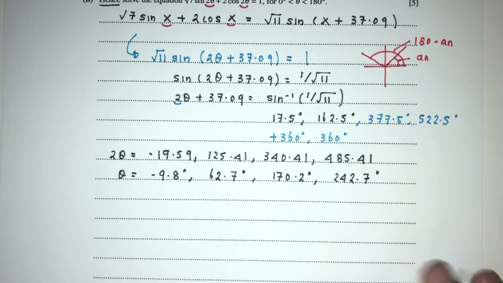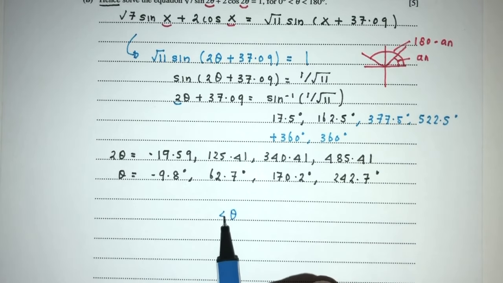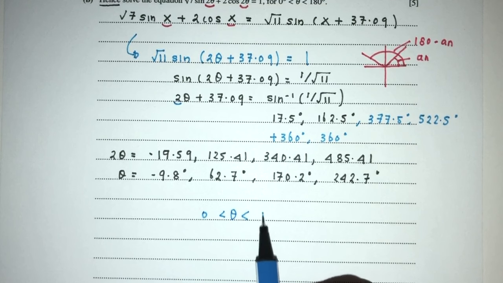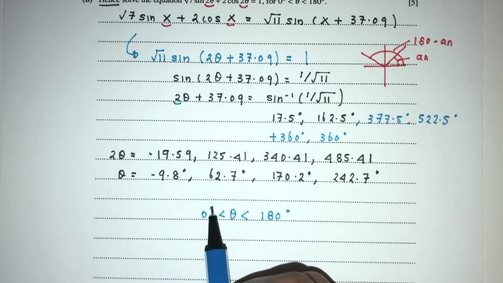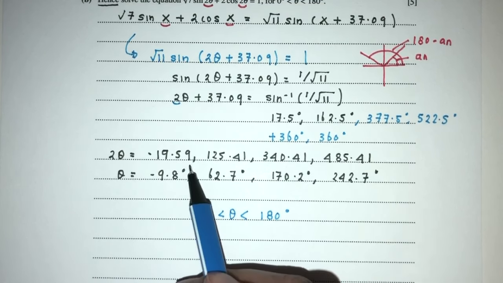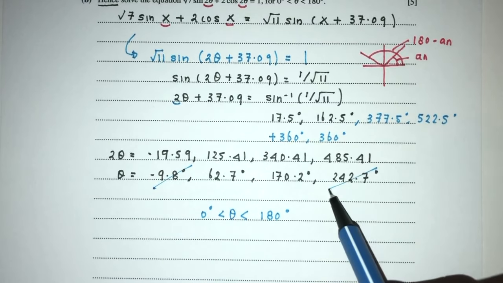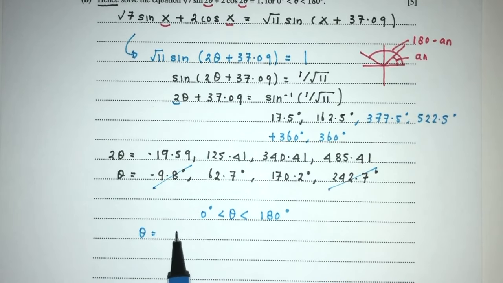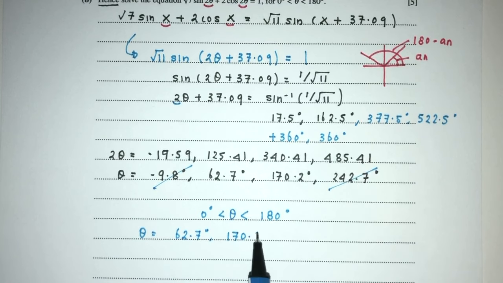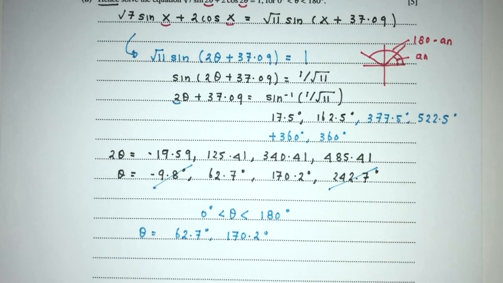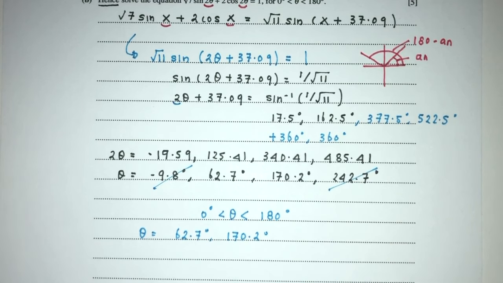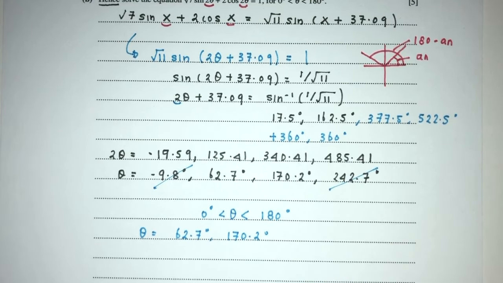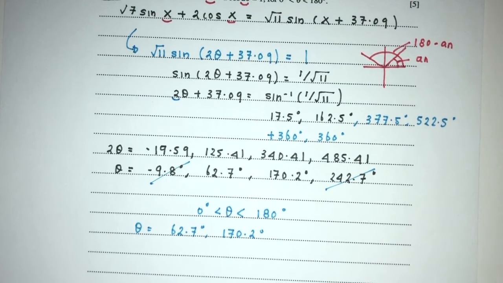We just have to see, okay, the value of theta should be between the values of 0 and 180. So according to this domain, we have to cancel this one. Cancel this one. So theta will be the value of 62.7 and 170.2 degrees. So you always try to provide the answers for the angles in 1 decimal place for this question. And that will be your question number 5.